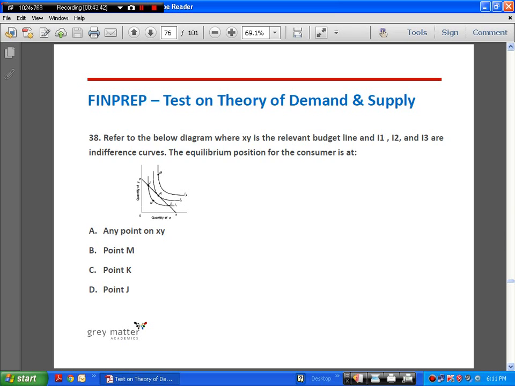A movement from point J to K or from point L to K will improve the satisfaction or utility of the consumer, because point J and L are on indifference curve I1, but point K is on indifference curve I2. Or in other words, with the same income, point K is possible, which yields more satisfaction to the consumer. Therefore, why would the consumer choose point J or L, which yields them lower satisfaction than point K? So, the right answer is point K, and that is option C.